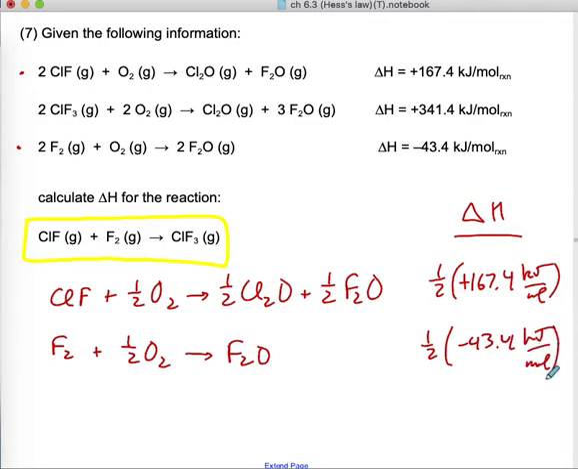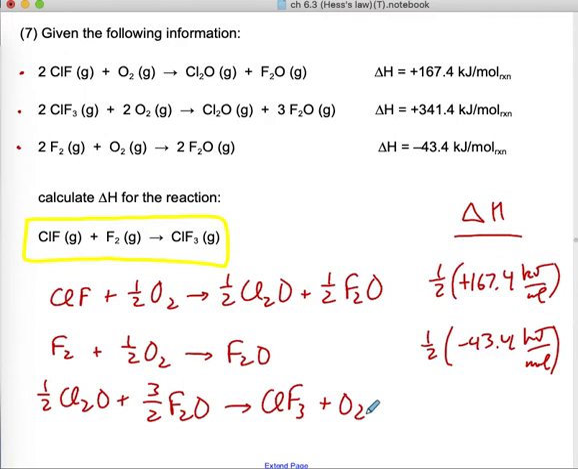And then finally, to get 1 mole of chlorine trifluoride on the product side, I'm going to have to use the second equation. But not only do I have to multiply it by 1/2 because it's got a coefficient of 2, but I have to reverse the reaction to get chlorine trifluoride on the product side. So doing those things gives me 1/2 Cl2O plus 3/2 F2O to form ClF3 plus O2. The enthalpy change for this now, because I reversed the equation and multiplied it by 1/2, I'll multiply the enthalpy change by negative 1/2 times positive 341.4 kilojoules per mole.